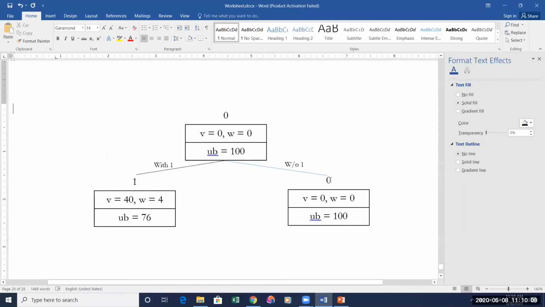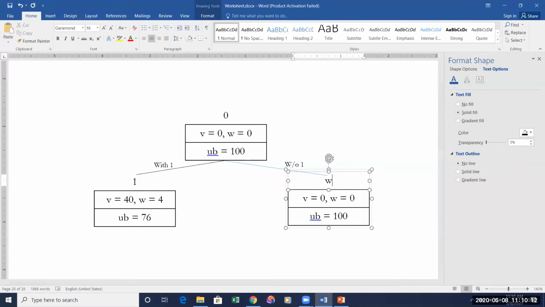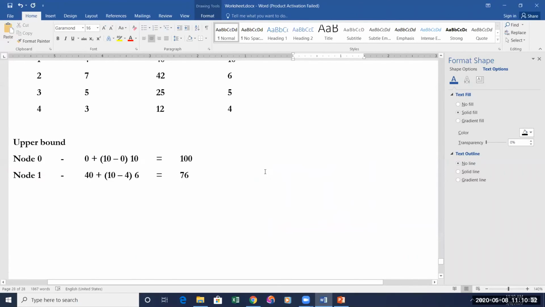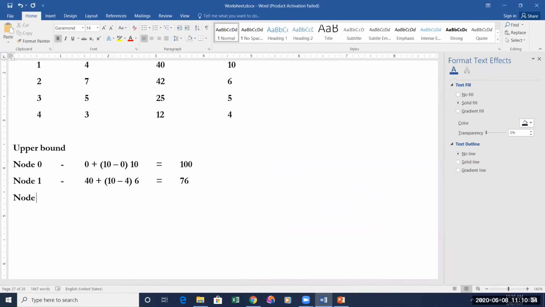Similarly calculate for the right child. The right child is node number 2. Without 1. Without 1 means initially value was 0. Without 1 means you are not considering item 1, so value remains the same. Without 1, the weight was initially 0, the weight also remains the same. Now you calculate the upper bound. What is the value of the upper bound for node number 2? The value is 0 plus 10 minus 0 into 6. The next item to be considered has ratio 6. So 10 into 6 is 60.